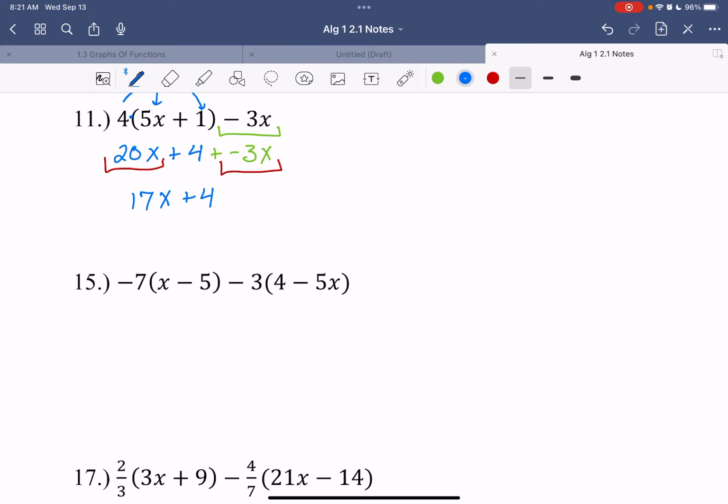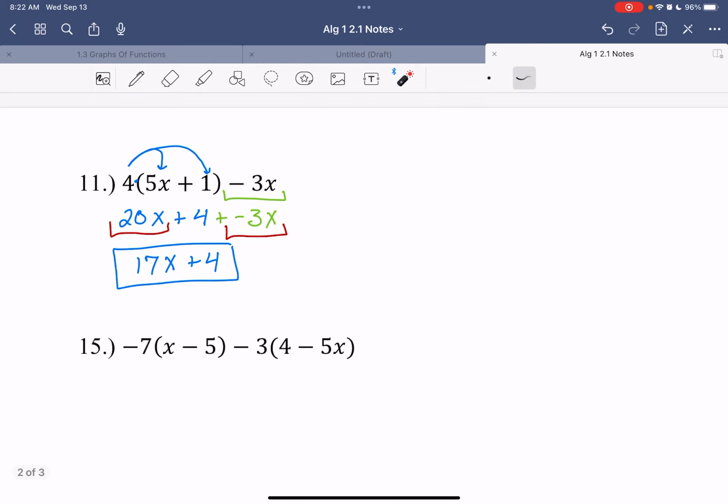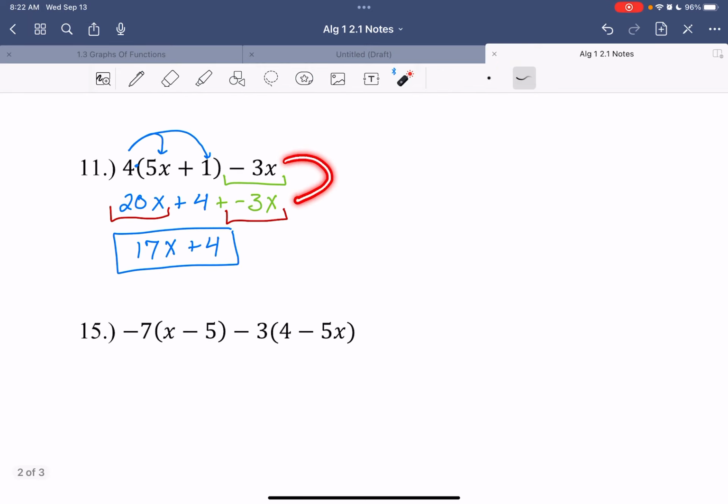Okay, and then I look, do I have any more like terms in here? This is an x term, this is not. Nope, they're not alike. So that's as far as I can go with it. Each of these are equivalent expressions. This is equivalent to this, and this is equivalent to this. Okay, we're just rewriting it.